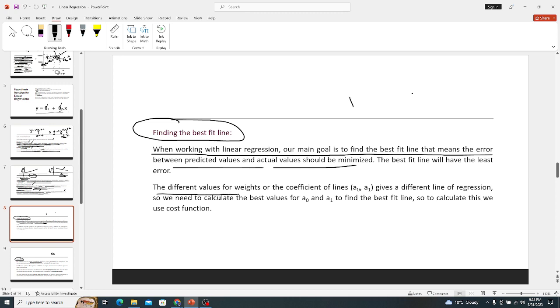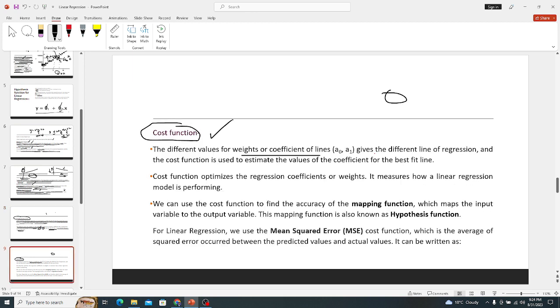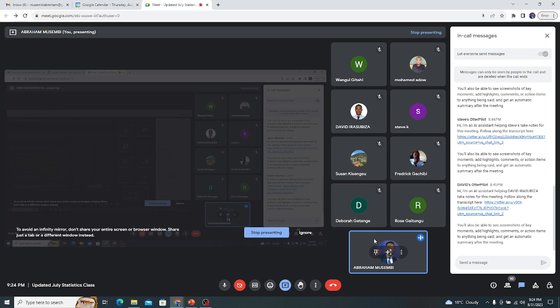The different values for weights, or the coefficients of the line, give a different line of regression. So we need to calculate the best values of the constants, that is A0 and A1, so that we might get the best fit line. How do we achieve that? To achieve that, we usually use what we call the cost function. So in our next topic we'll start discussing our cost function and how we can optimize our constants. Alright, otherwise that's all for today's class, unless maybe you have questions.